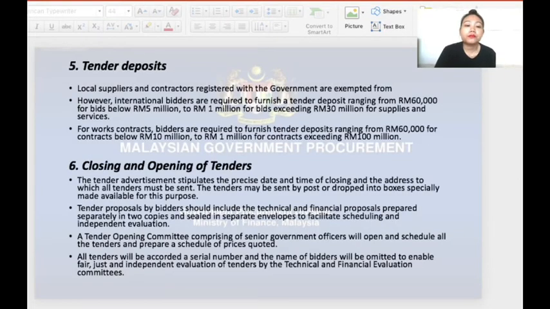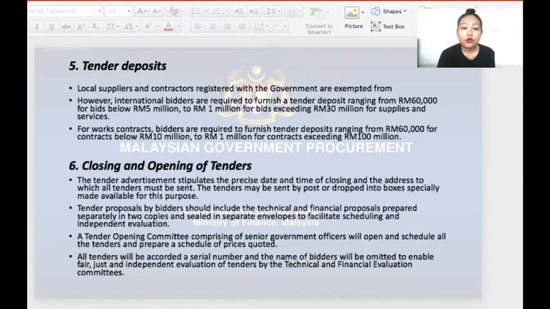And then the fifth process, tender deposits. Local suppliers and contractors registered with the government are exempted. However, international bidders are required to furnish a tender deposit ranging from 60,000 ringgit for bids below 5 million to 1 million for bids exceeding 30 million for supplies and services. For works contracts, bidders are required to furnish tender deposits ranging from 60,000 ringgit for contracts below 10 million to 1 million for contracts exceeding 100 million. So this is the deposit.